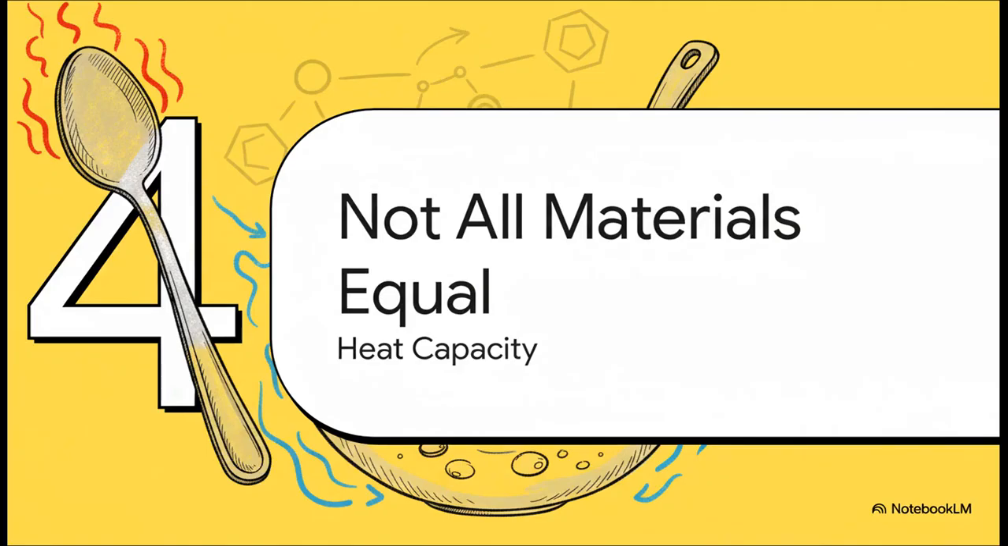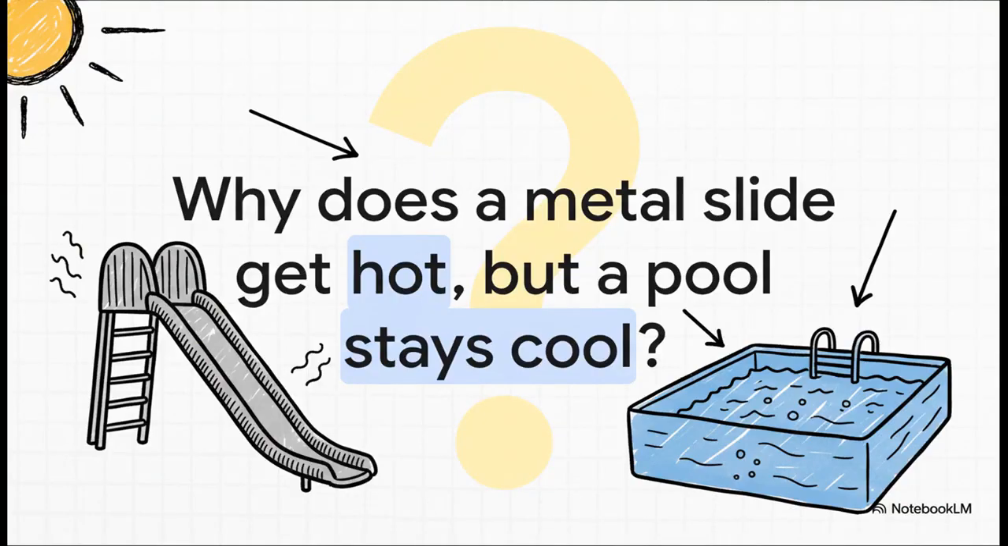Now, you've probably noticed that not everything responds to heat in the same way, right? A metal spoon in a hot soup gets hot almost instantly, but the soup itself takes a while to cool down. There's a really fundamental property at play here. Think about this classic summer experience. You've got a metal slide and a pool of water right next to it. They're both being hit with the exact same amount of energy from the sun. So why does one become almost painfully hot while the other stays so refreshingly cool?